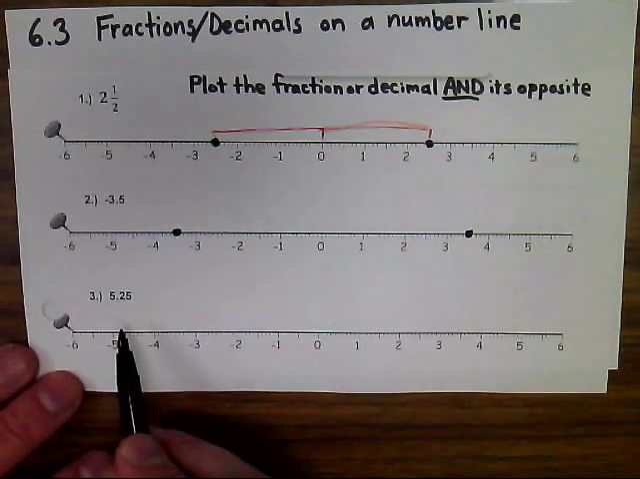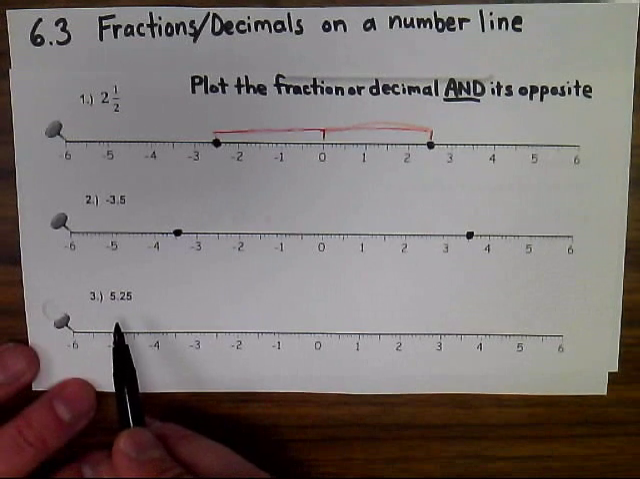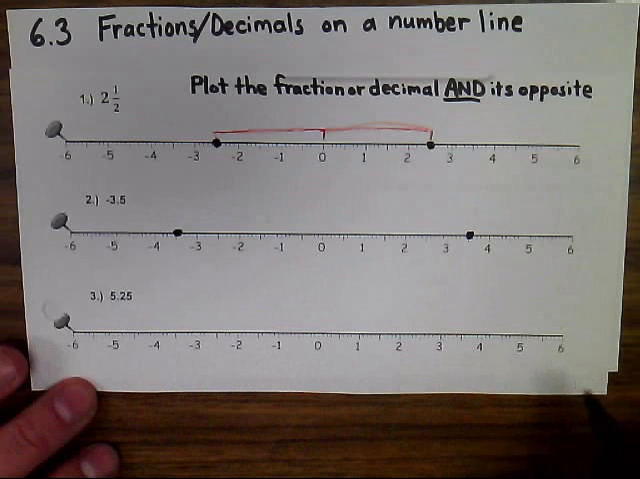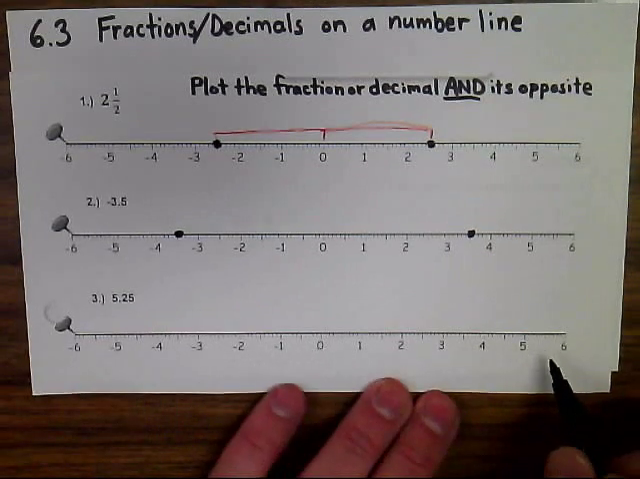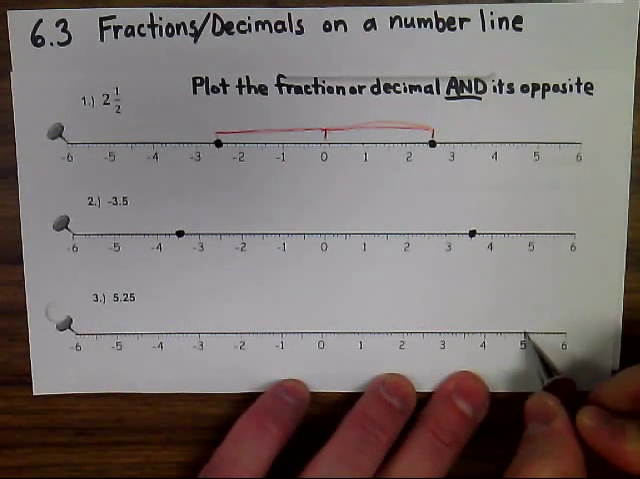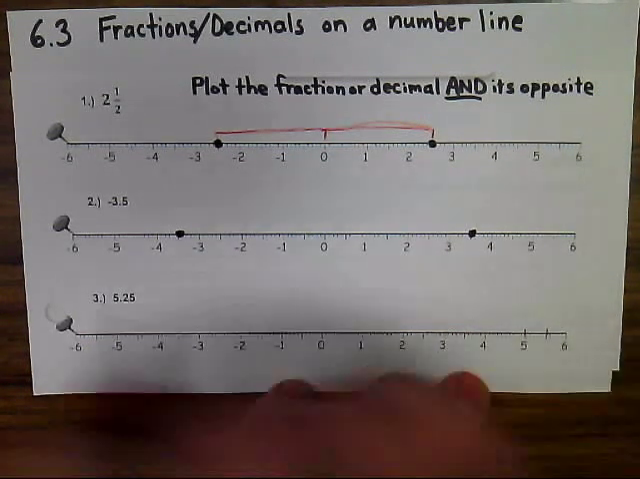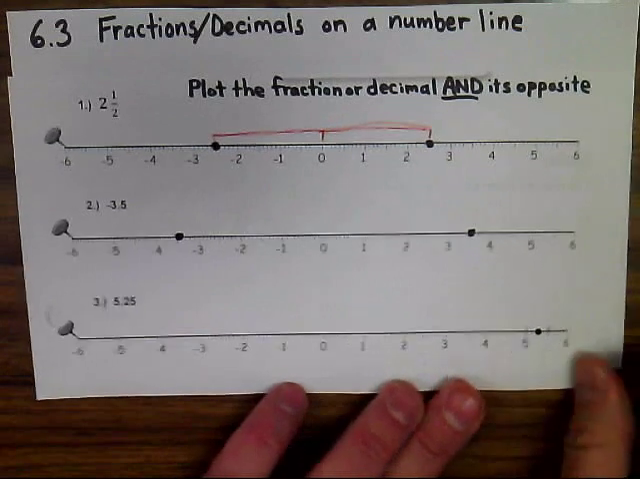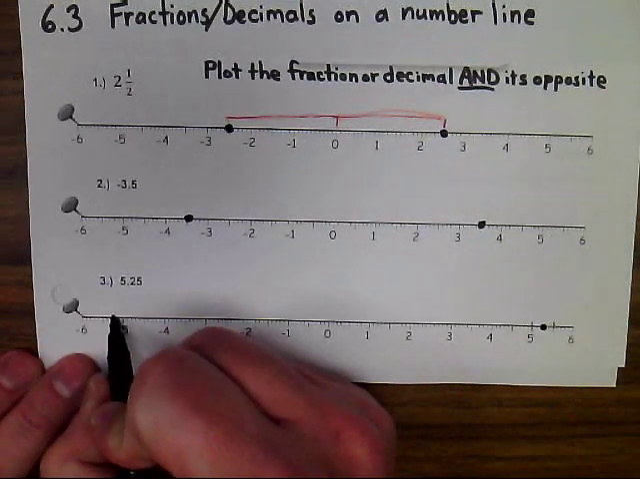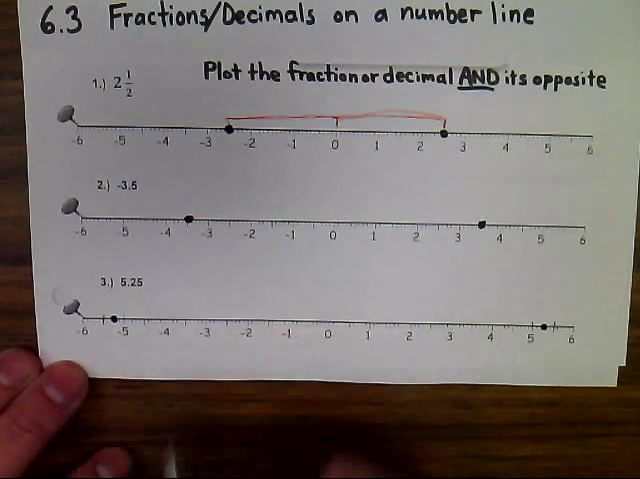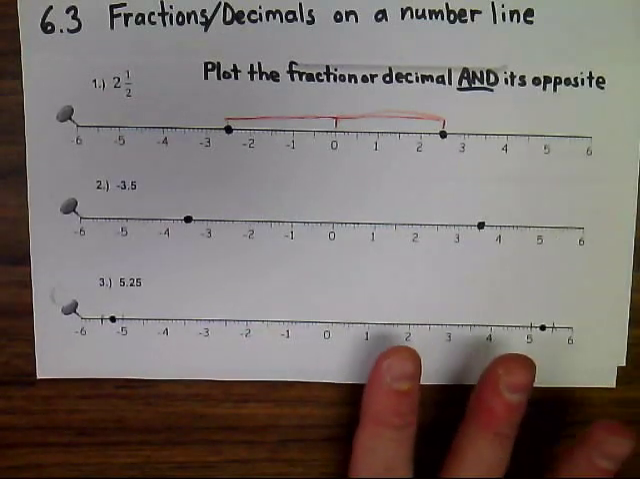Now, the 5.25, which you may remember in class, is a little more challenging because it's greater than 5, but not as big as 5.5. In fact, 5.25 is directly between 5 and 5.5. So here's where 5 is, here's 5.5. So I'm going to plot my 5.25 directly between. And its opposite will find its spot in the same location, again, between the -5 and the -5.5. So that's plotting the points and its opposites on a number line.